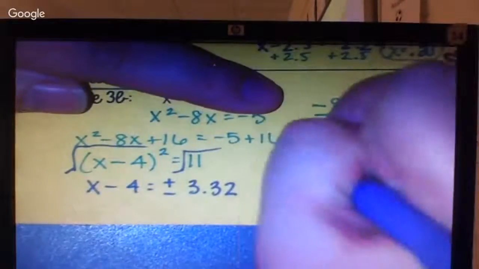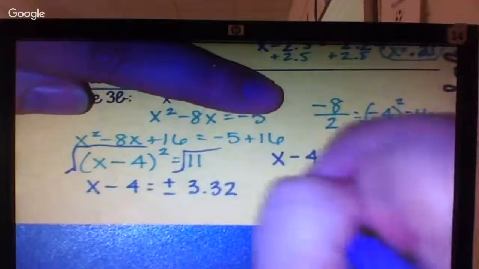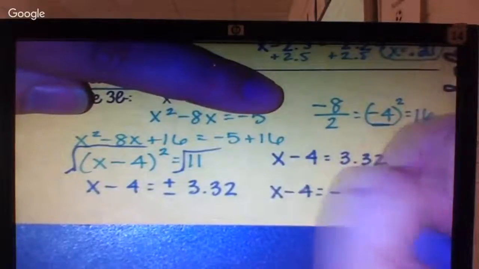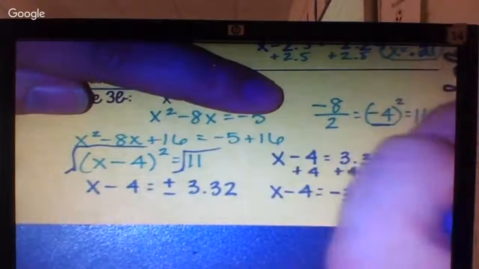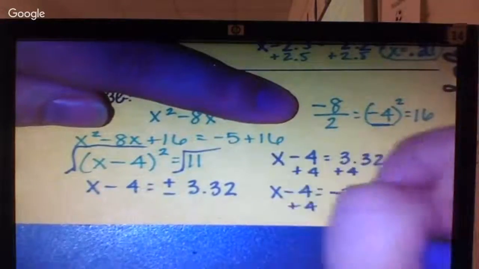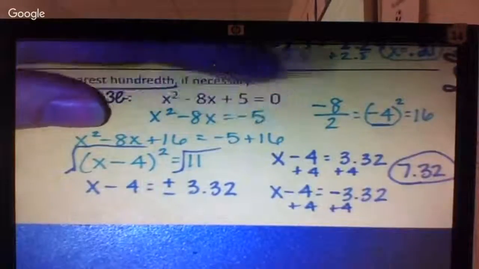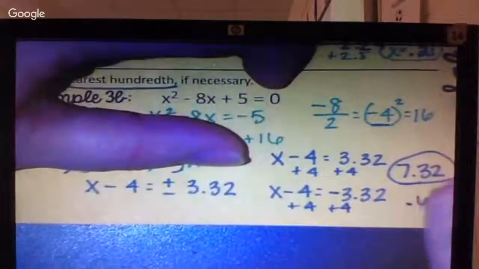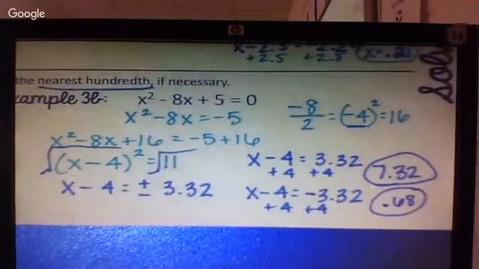So now my 2 answers. X minus 4 equals positive 3.32, and x minus 4 equals negative 3.32. We add 4, so you get 7.32. And we add 4 here, and you get 0.68. Let me check. Yeah. You good?